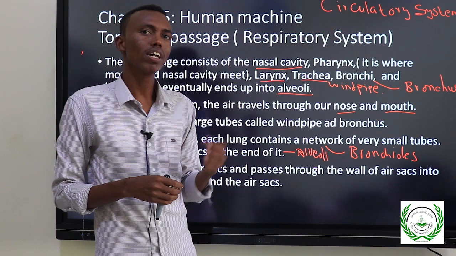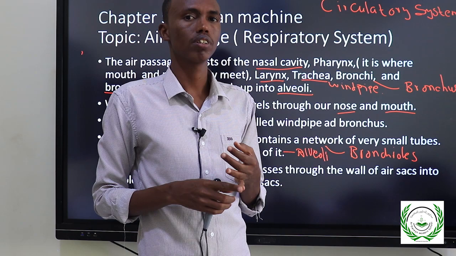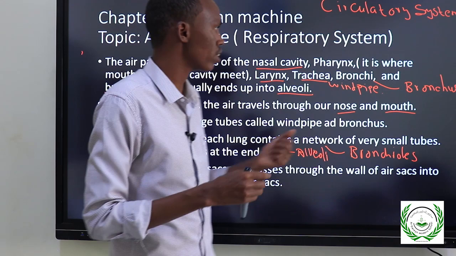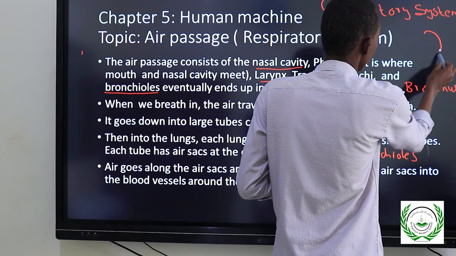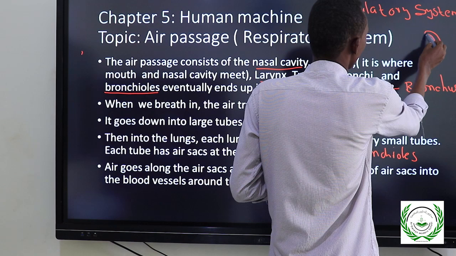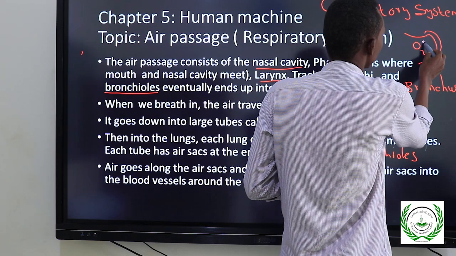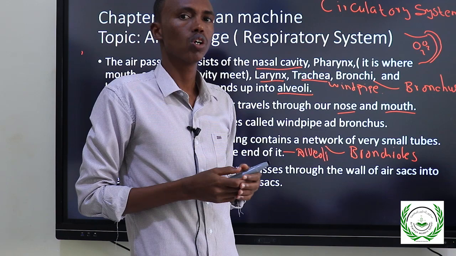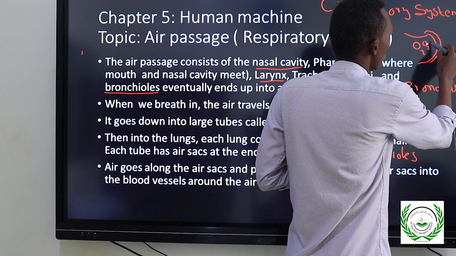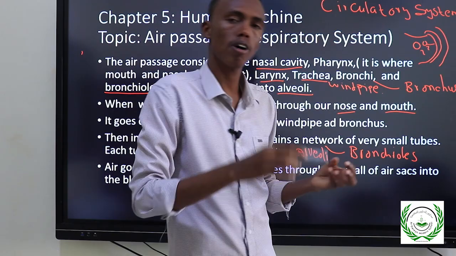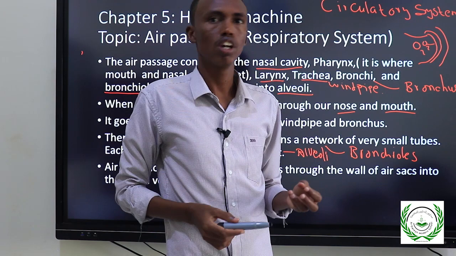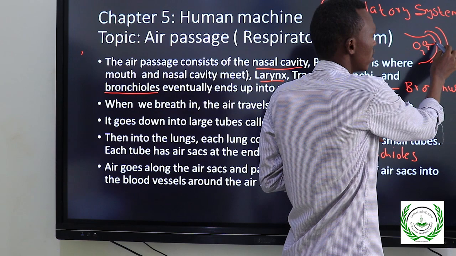So when the air arrives in alveola, we said it is where the gaseous exchange will take place. Okay. So for example, let's say this is the alveola. Oxygen arrives here. When oxygen reaches alveola, what happens is oxygen will pass through the walls. Here we have the blood vessel. Okay, around the alveola we have a network of capillaries or blood vessels. So the oxygen goes across the walls of the alveola into the bloodstream.